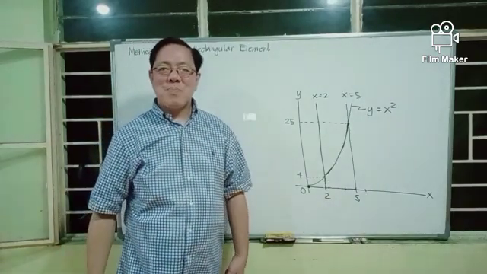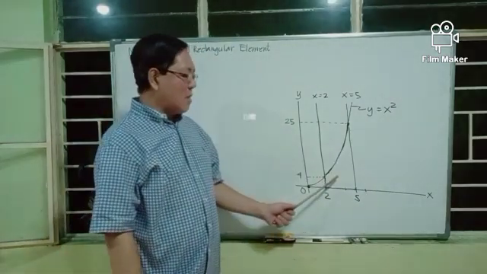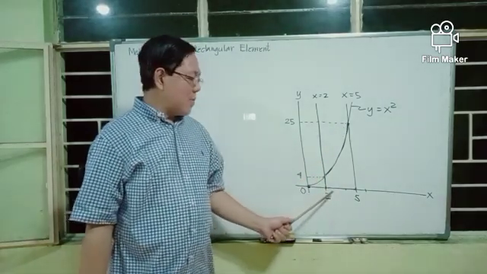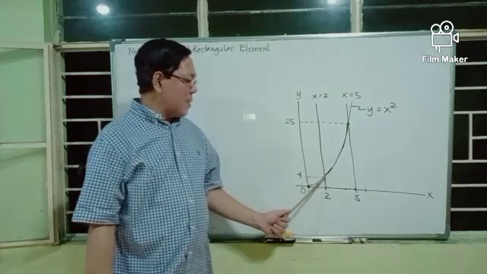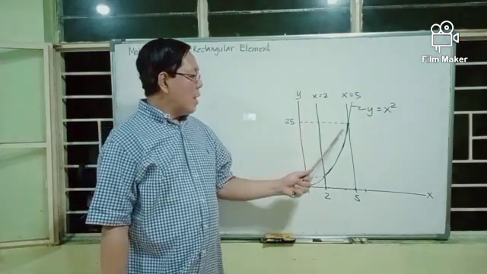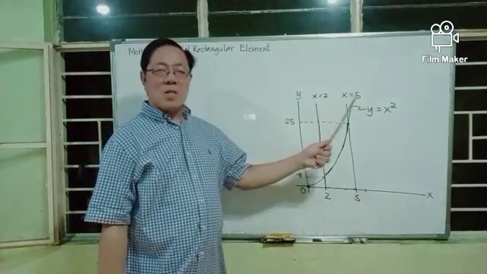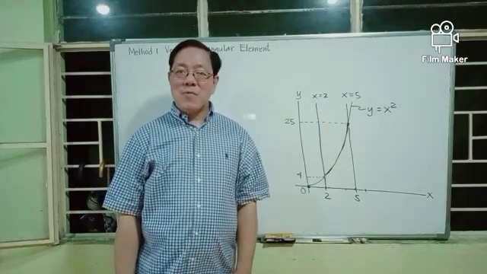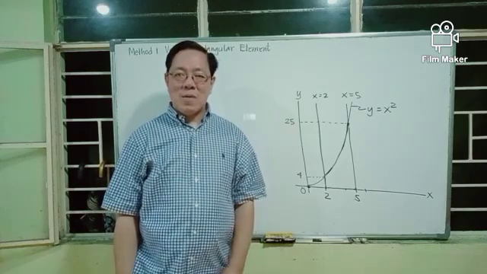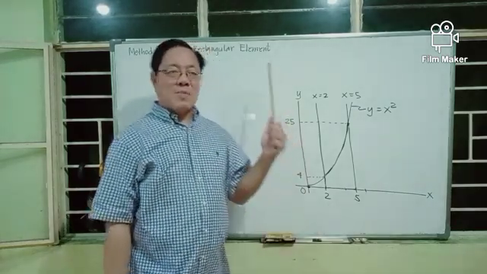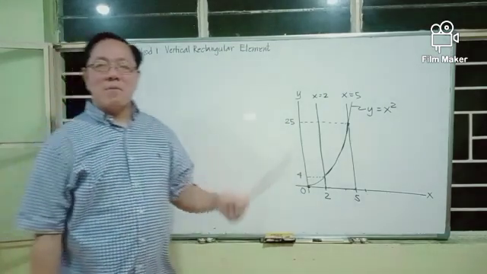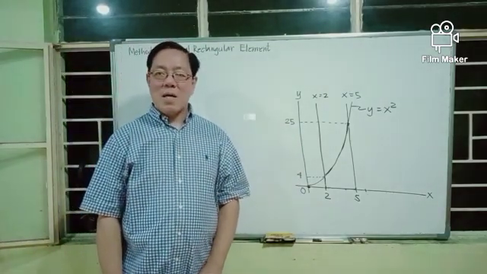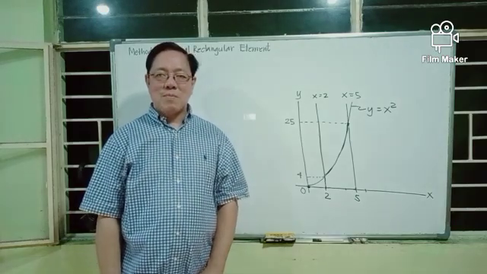Now, there are two ways by which we can find the area of this region bounded by this part of the parabola, this part of the x-axis, this part of the line x equals 2, and this part of the line x equals 5. The two methods have to do with taking rectangular elements from the area. The first method is by taking a vertical rectangular element, and the other method is by taking a horizontal rectangular element.